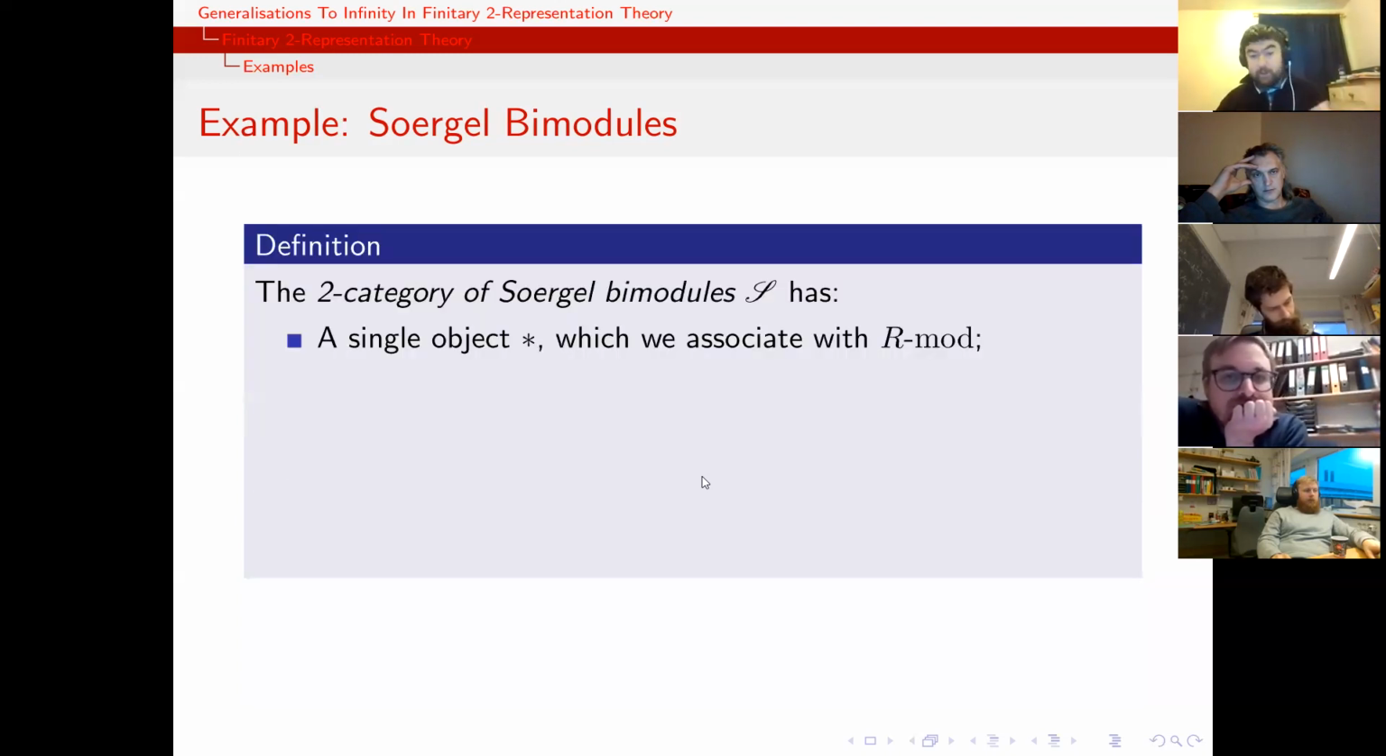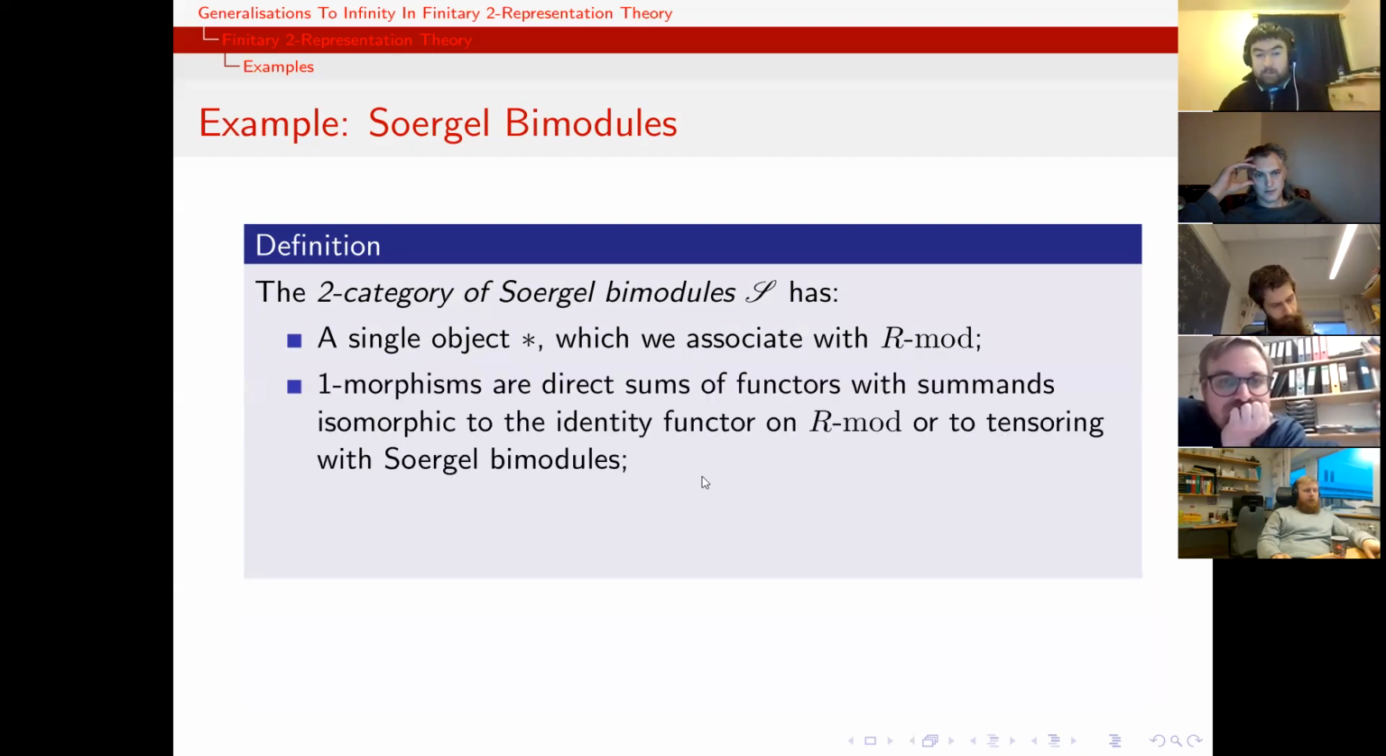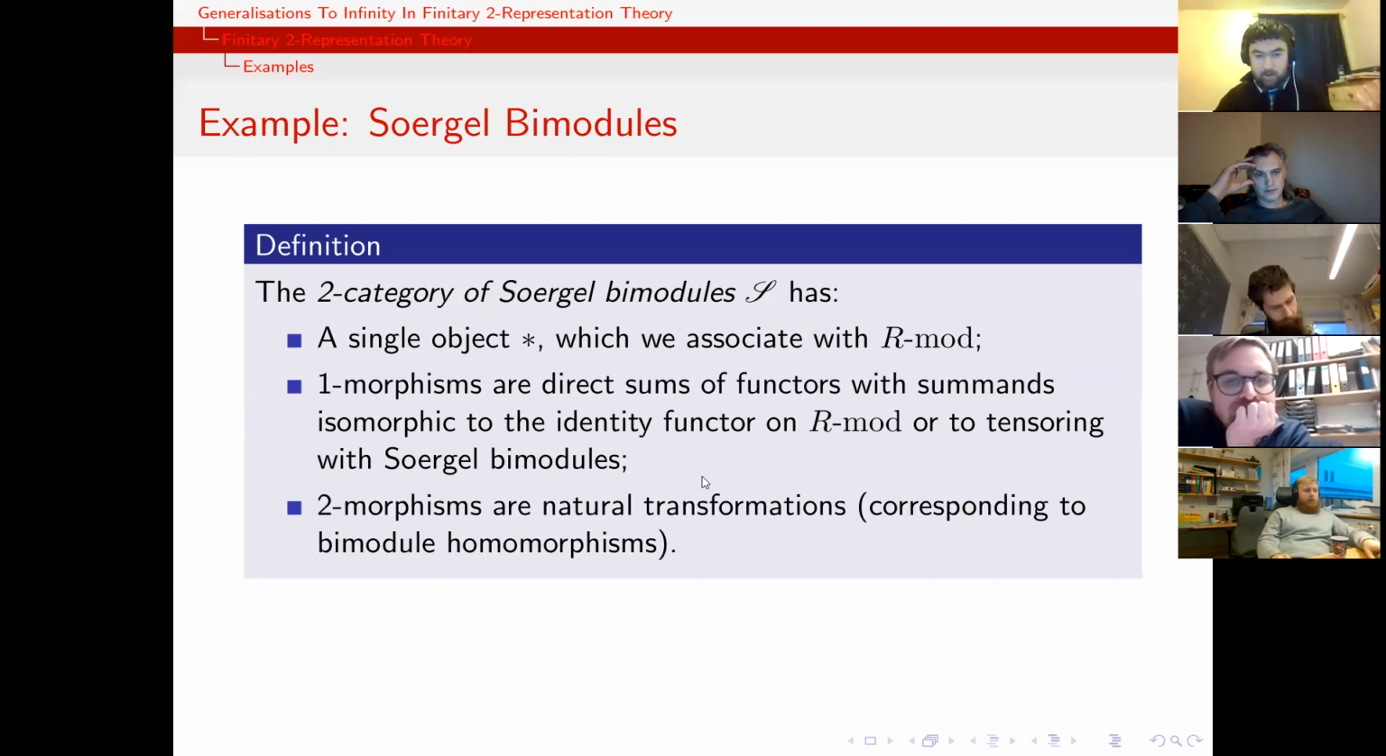So then the two category of Soergel bimodules, which is the structure we're interested in, has again a single object, which we still associate with R mod. So this is starting to look like a similar construction to CA. The one morphisms are, again, this construction because we need to be strict, direct sums of functors with summands isomorphic to, again, either the identity functor or now to tensoring with Soergel bimodules. So rather than taking projective bimodules, we're taking Soergel bimodules. And then again, the two morphisms are the natural transformations, which again correspond to bimodule homomorphisms.